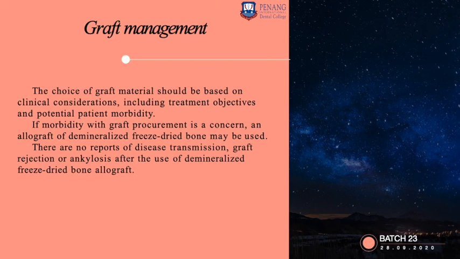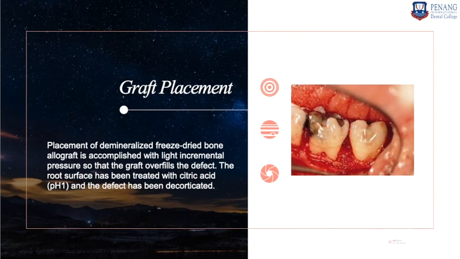If you couldn't get an autogenous bone graft or a demineralized freeze dried bone graft, then you think about alloplasts and xenografts. So the order of preference should be an autograft first, followed by an allograft, then xenograft or alloplast. Right? Once the graft material has been selected, then we go for graft placement.